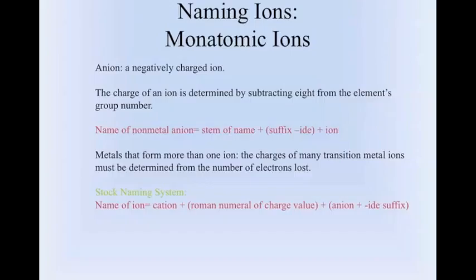So metals that form more than one ion, which is basically any transition metal, must have their charges determined from the number of electrons lost. So the Stock naming system is: the name of the ion equals the cation plus the Roman numeral of the charge value plus the anion plus the suffix IDE. The Roman numeral of the charge value is literally a Roman numeral that carries the value of the cation charge.